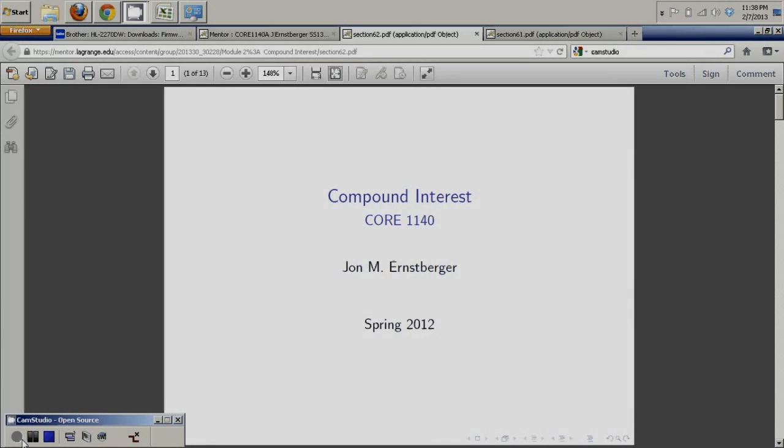This is Dr. Ernstberger, and we're going to talk about compound interest in section 6.2 in the e-chapter. We just got off a discussion of simple interest, which is where your interest rate is always charged based upon the number of years and only the principal. Well, that changes for compound interest.